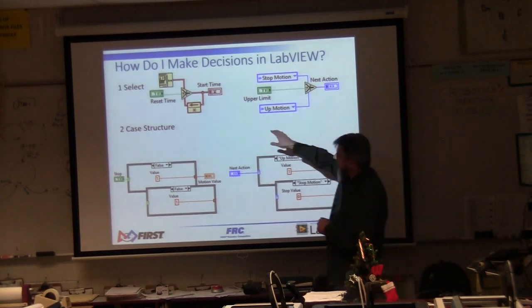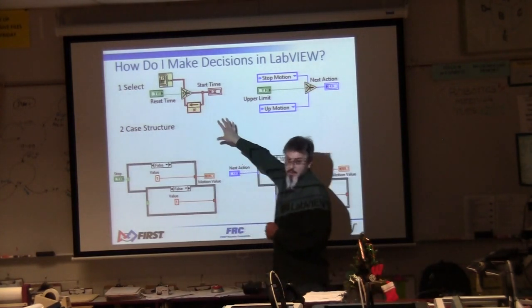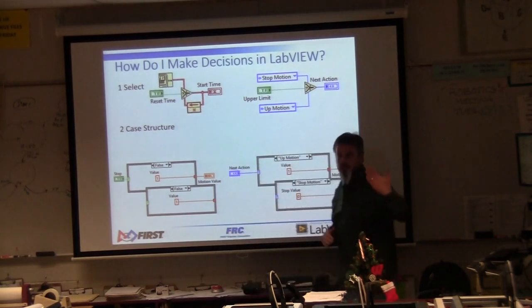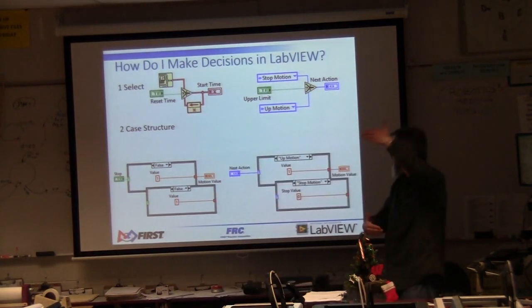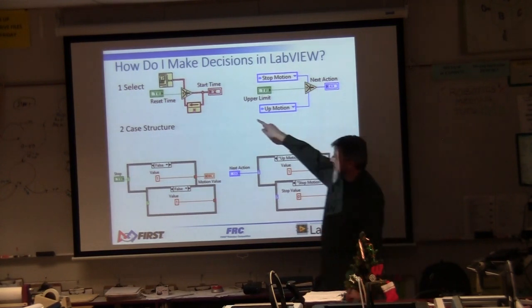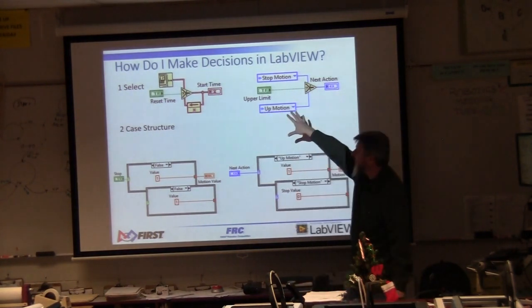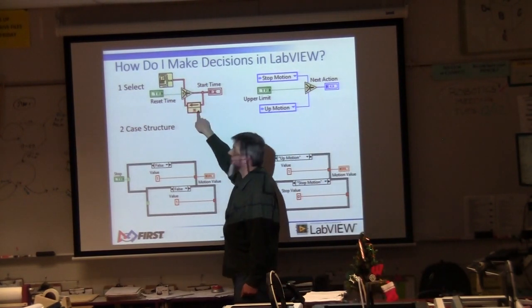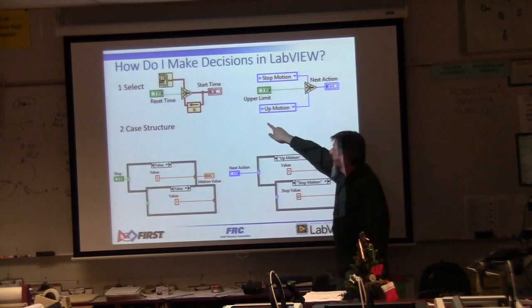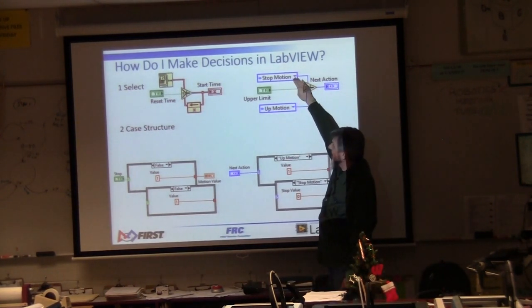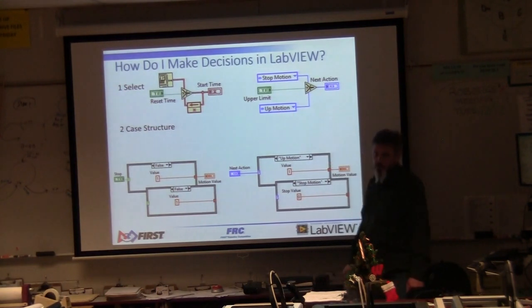The select tool, we played with that a little bit. We bring in a true or false, and we decide, use this data or use this data. A select tool can work with any data type. So this one, for instance, says use the current time or use previous time. This one says use stop motion or use the up motion, right?